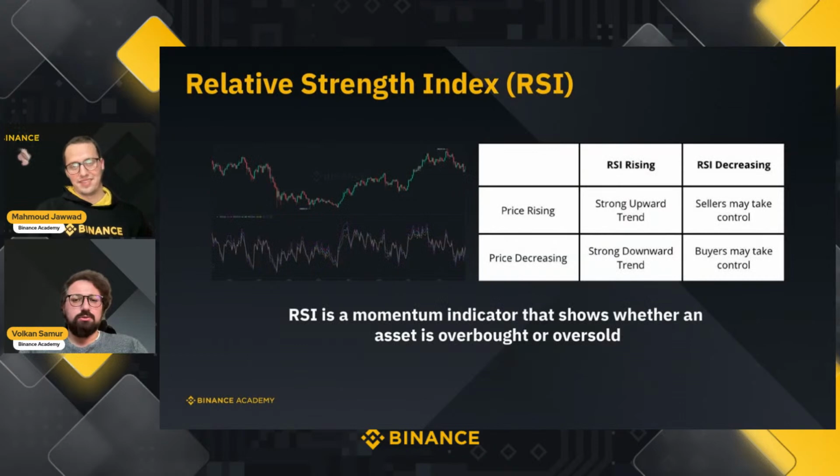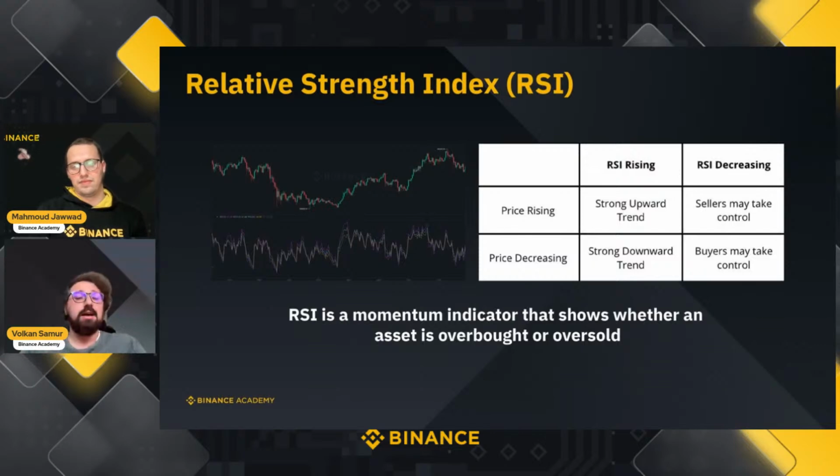The relative strength index is one of the most commonly used technical indicators, short form RSI. It's a momentum indicator that shows whether an asset is overbought or oversold. It does this by measuring the magnitude of recent price changes. The data is then displayed as an oscillator that can have a value between 0 and 100.